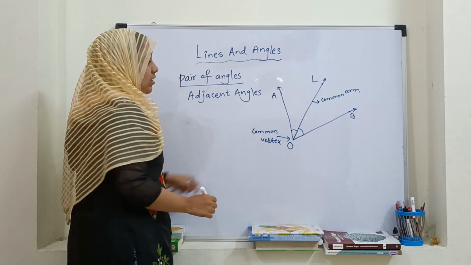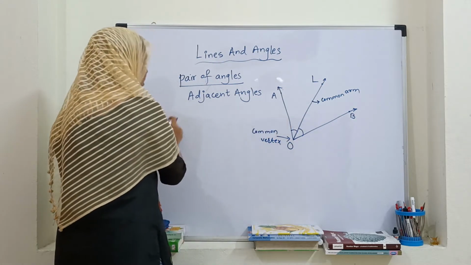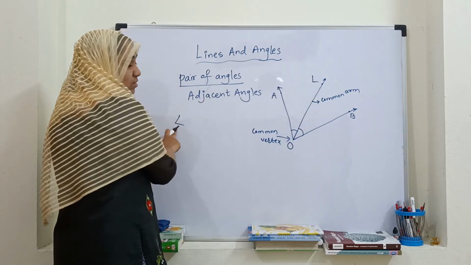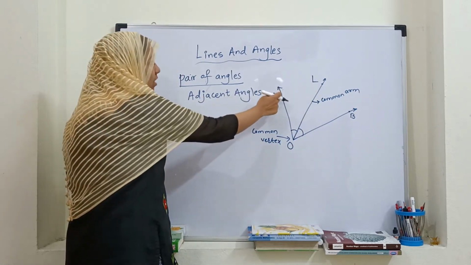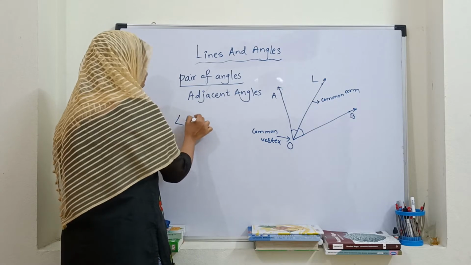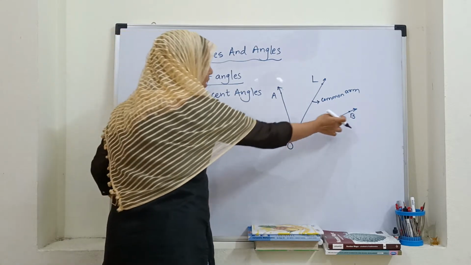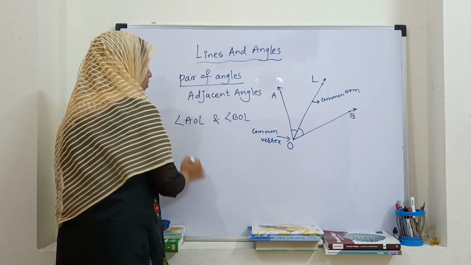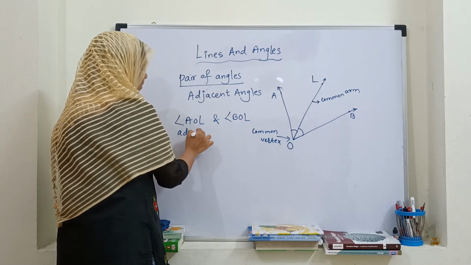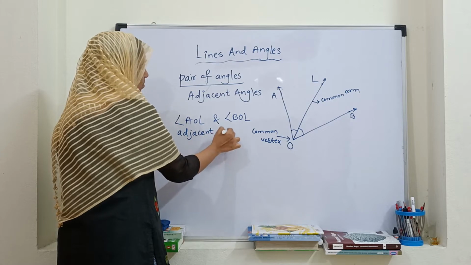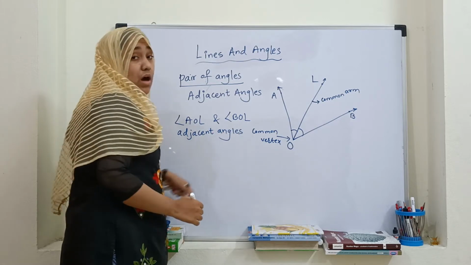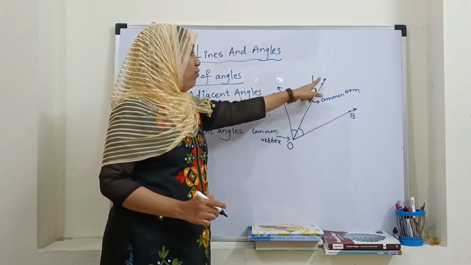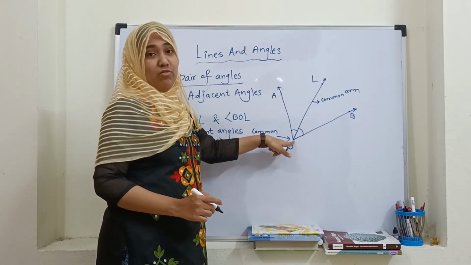So as we notice here, we have two angles. So I will write here which angles? Angle AOL. We use this symbol to denote the angle. We have angle AOL and angle BOL. These are adjacent angles. And how to recognize adjacent angles? Always remember, adjacent angles always have one common arm and one common vertex.